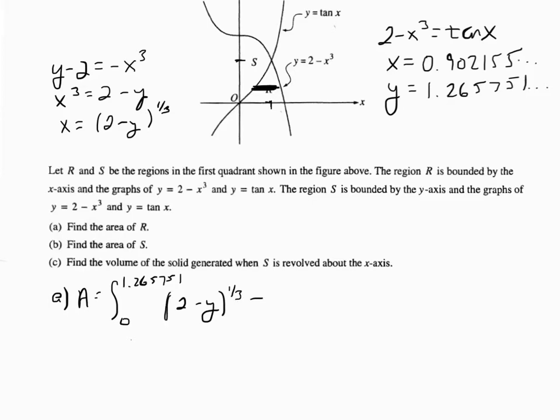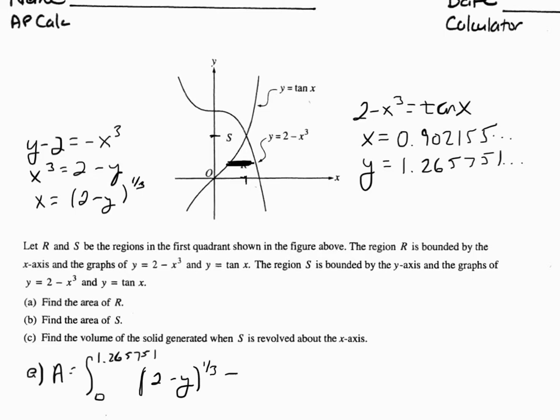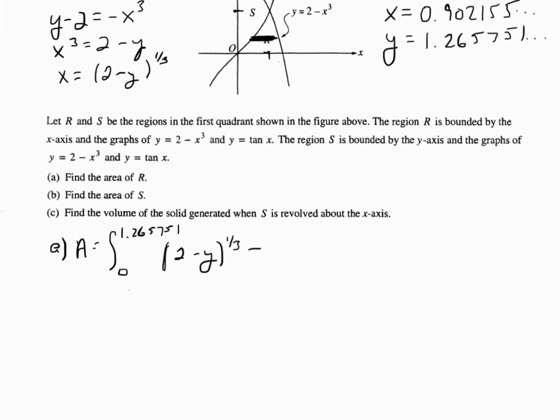Now the tangent function in terms of y would be inverse tan. So we'd have x equals arctan of y, dy, and we put all of that in our calculator and we should get 0.729.